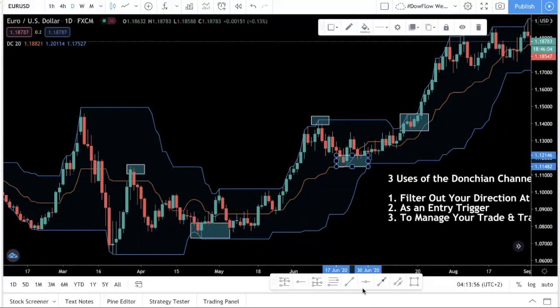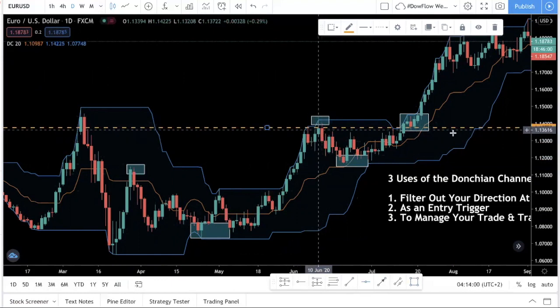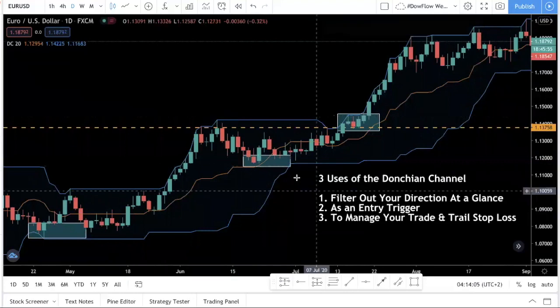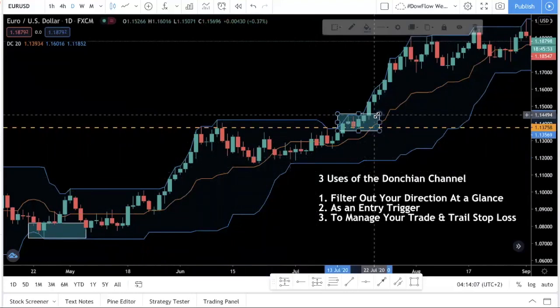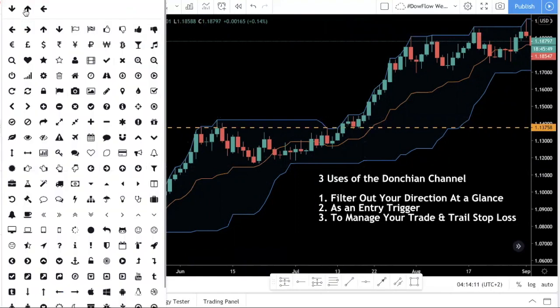Now you have prior resistance over here. This is your market structure. You notice that on this candle over here, let me clear this so it's clearer for you, you can see that this is a very good entry trigger.